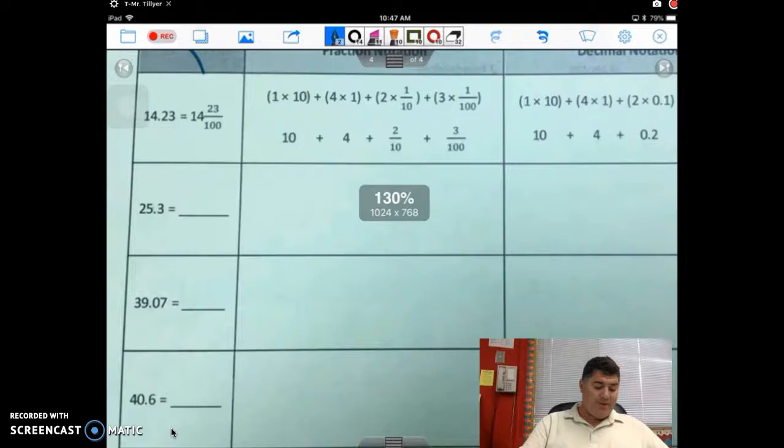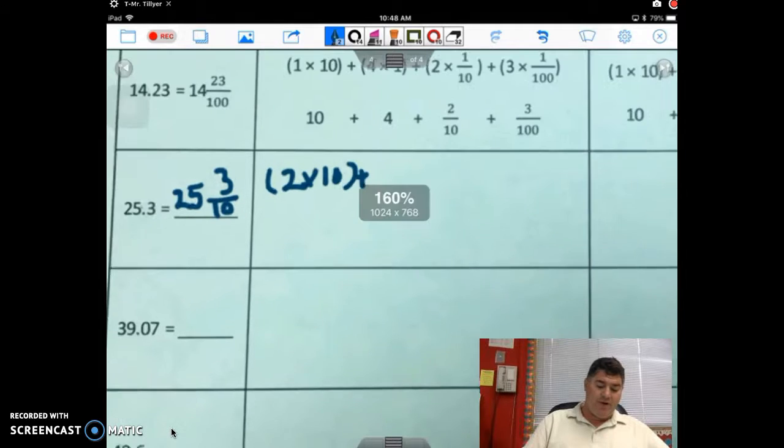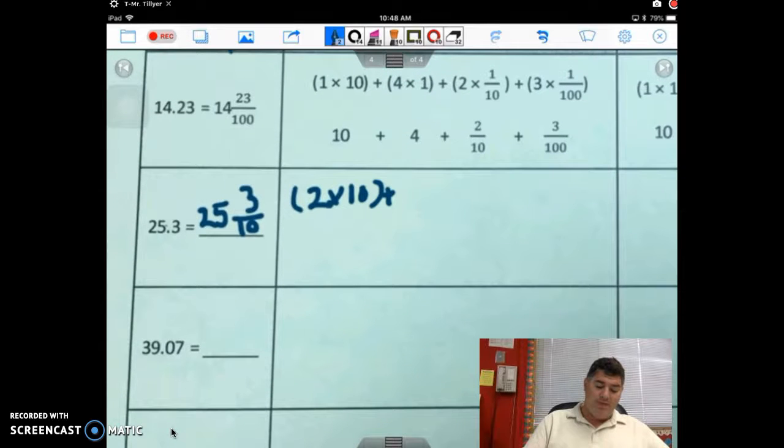And we have, right here, 25 and 3/10. So it would be written 25, that doesn't change, and 3/10. Pretty simple. Now let's write it in expanded notation. Well, we've got 25, and that would be 2 times 10 plus, I'm going to make this a little bit bigger, 5 times 1 plus 3/10.